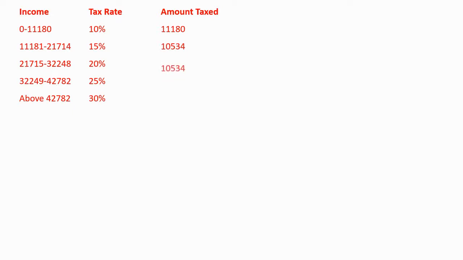Then you do the same for all the other groups, and you obtain 10,534, 10,534, 10,534. But in the last group, you shall use the net pay, which was 64,800. So the upper limit will be 64,800.5 minus 42,782.5, and you obtain 22,018. Then for the tax per bracket, we multiply the tax rate times the amount taxed.